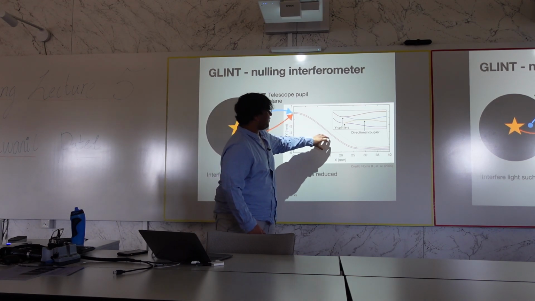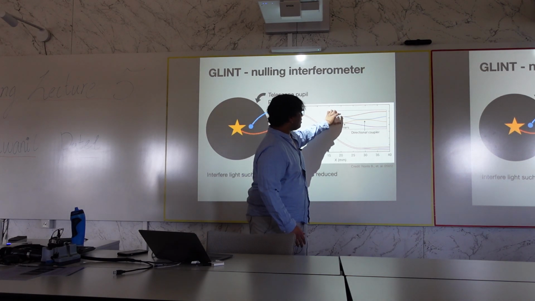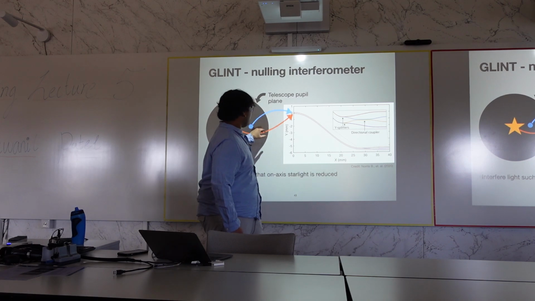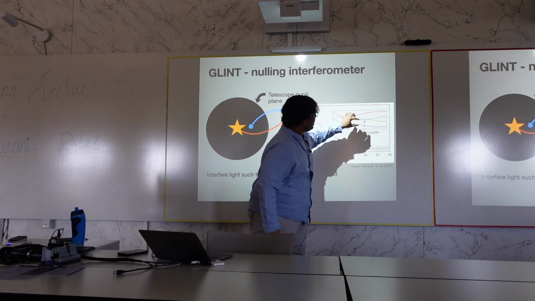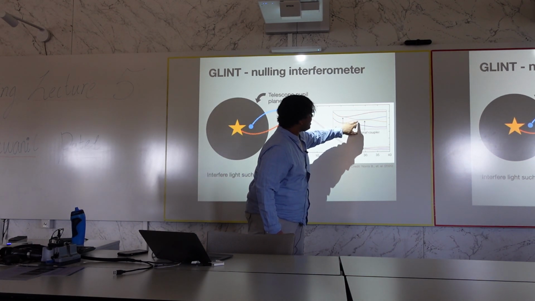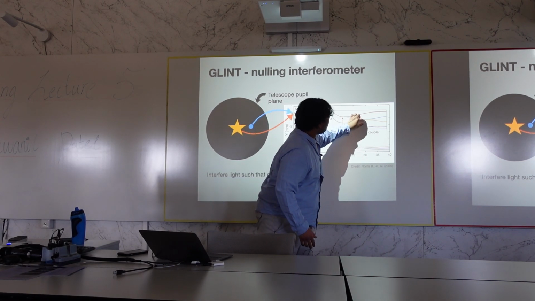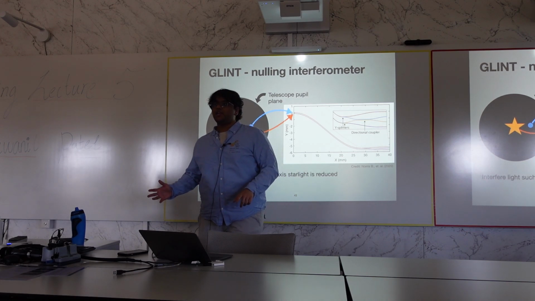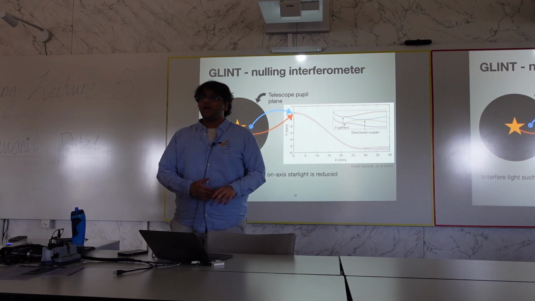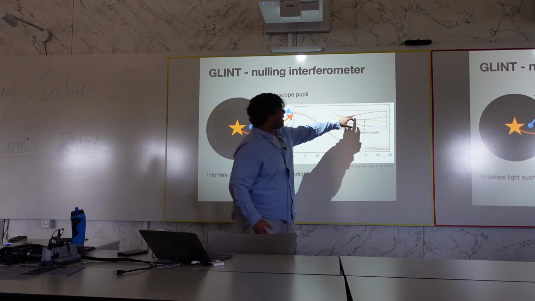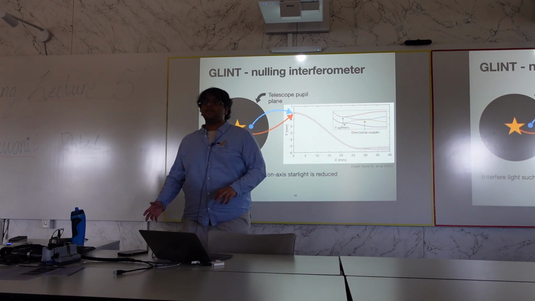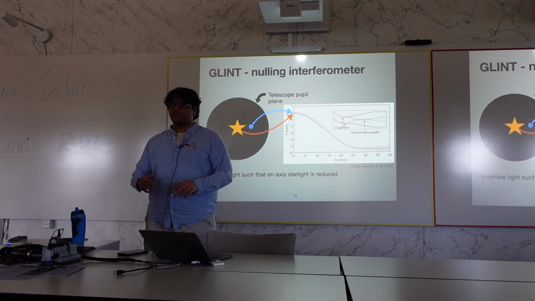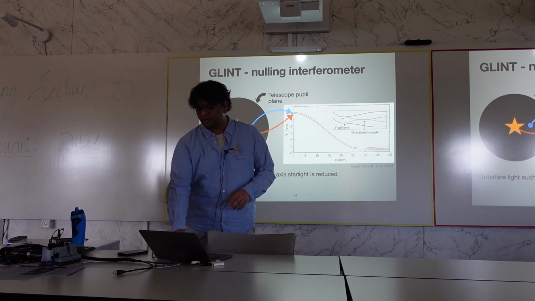And you can efficiently route the light in such a way that first it splits the light from the star and the planet. Then you combine the starlight and the planet light in such a way that there is no light in the blue, yellow and purple waveguides. So essentially you null the light from your star, and all the light you're getting is from this red waveguide, which is the light from the planet. So you interfere the light in such a way that the starlight is essentially reduced or nulled out.